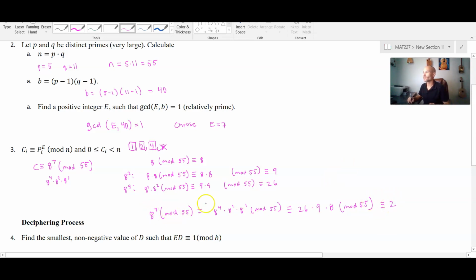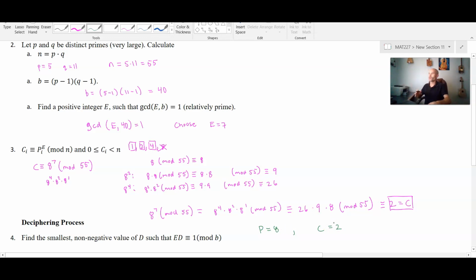Now, what we've just done is calculated 8 to the 7th mod 55, and so that's our ciphertext value. So our ciphertext value is 2. As a recap, we started off with a plain text value of 8 and just computed the corresponding ciphertext of 2.